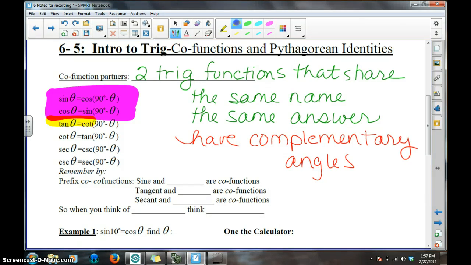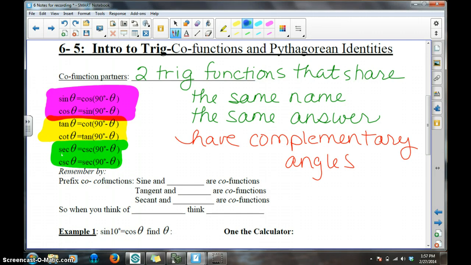These two are also co-function partners, and you can tell co-function partners because they share the same name, tangent and cotangent. Tangent and cotangent are the only two trig functions that are partners in just about all crimes. They were also reciprocal partners, where sine and cosine were not reciprocal partners. And here's your last set of co-function partners.